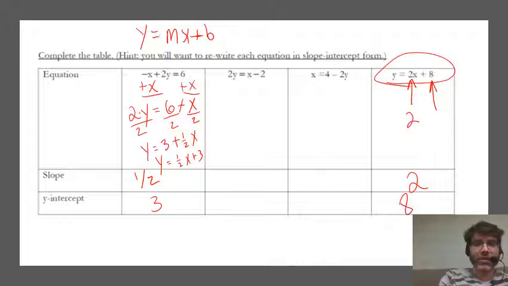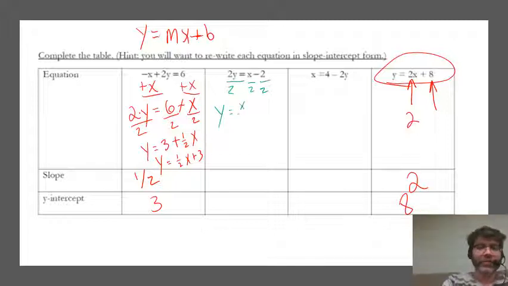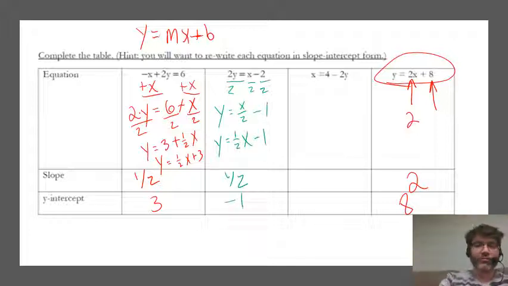Okay, let's go to the next one. Do you see that y is being multiplied by 2? You need to get y by itself, so let's divide everything by 2. So it's y equals x over 2 minus 2 over 2, which is 1. Now x over 2 is the same thing as saying 1/2 x. So the slope here is 1/2 and the y-intercept is -1. Okay, let's use blue for the next one.